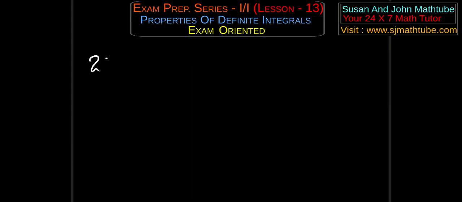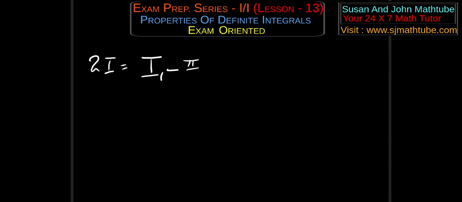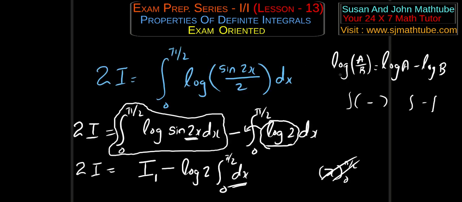So finally we get 2I is equal to I1 minus, let's simplify that over here. This will become x within the limits 0 to pi by 2. So pi by 2 minus 0, you're going to get pi by 2. So we get pi by 2 log 2. And where I1 is equal to, what is that I1? I call this as I1.